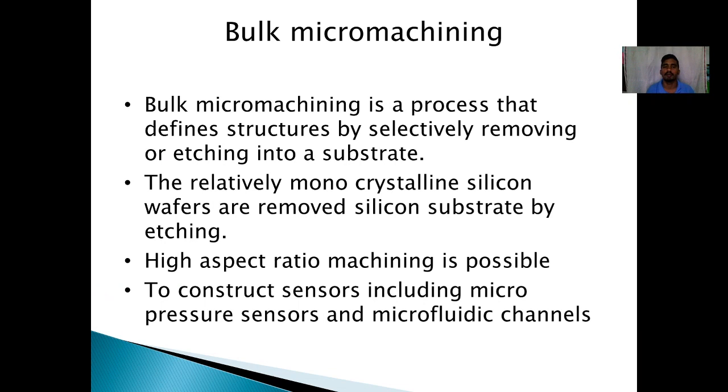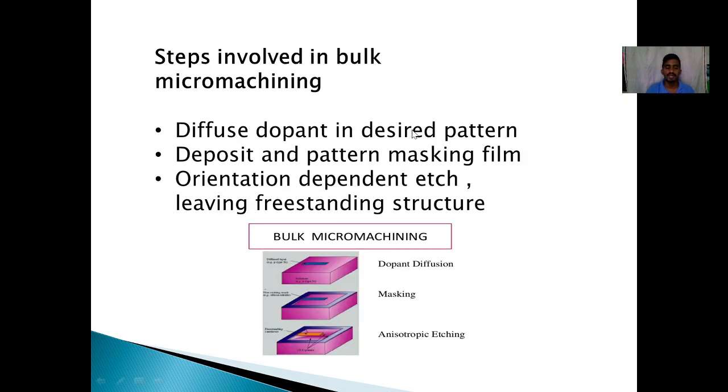Bulk micromachining. Bulk micromachining is the most used micromachining process. In bulk micromachining, orientation dependent etching is done on a single crystal substrate. High aspect ratio is possible in this machining. What are the steps involved in bulk micromachining? Diffuse dopant in desired pattern, deposit and pattern masking film, orientation dependent etching, leaving the freestanding structure.